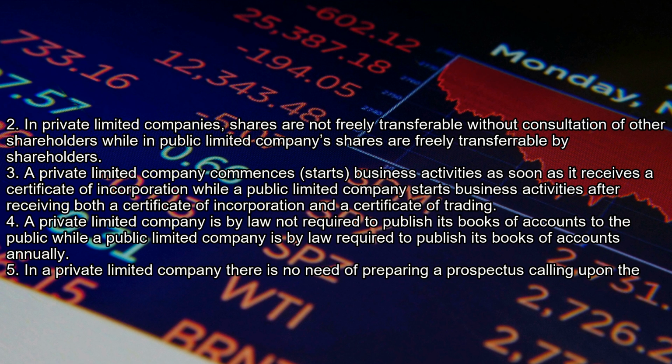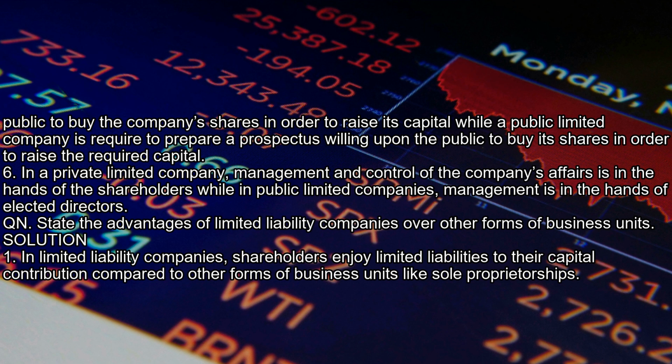3. A private limited company starts business activities as soon as it receives a certificate of incorporation, while a public limited company starts business activities after receiving both a certificate of incorporation and a certificate of trading. 4. A private limited company is by law not required to publish its books of accounts to the public, while a public limited company is by law required to publish its books of accounts annually. 5. In a private limited company, there is no need of preparing a prospectus calling upon the public to buy the company shares in order to raise its capital, while a public limited company is required to prepare a prospectus calling upon the public to buy its shares in order to raise the required capital.